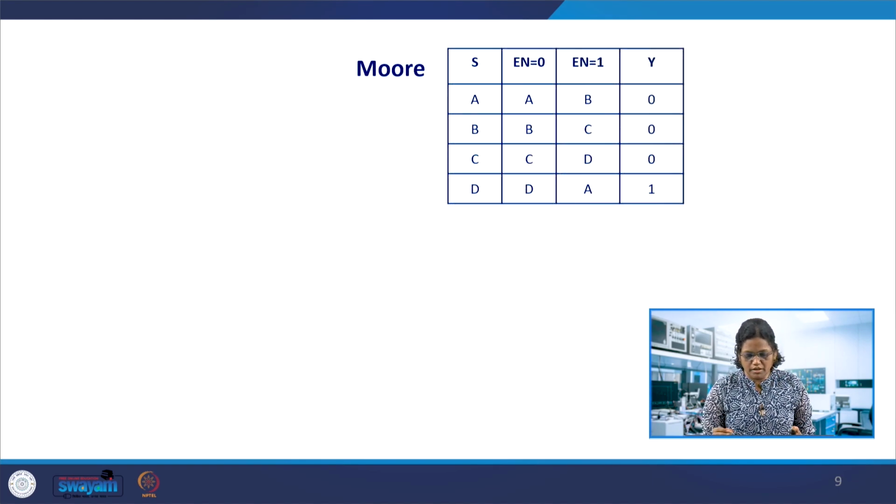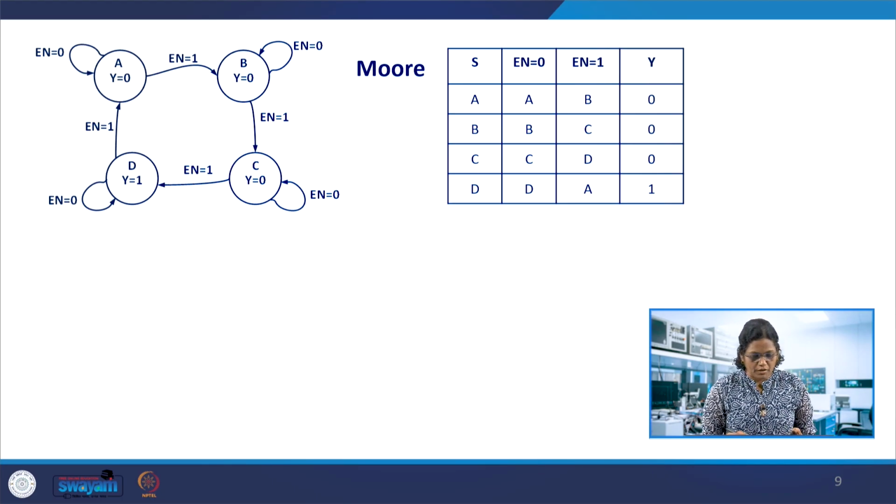Now, taking this Moore table, how do we draw the state diagram for this? Consider these states. For A, draw it with a circle. The states are represented with a circle, and inside the circle the Moore machine mentions the present state, the current state. A, and Y equal to 0, that is this output, and B the next one with 0, and then C, the output is 0 over here, D and the output is 1. And then we'll see the transitions.